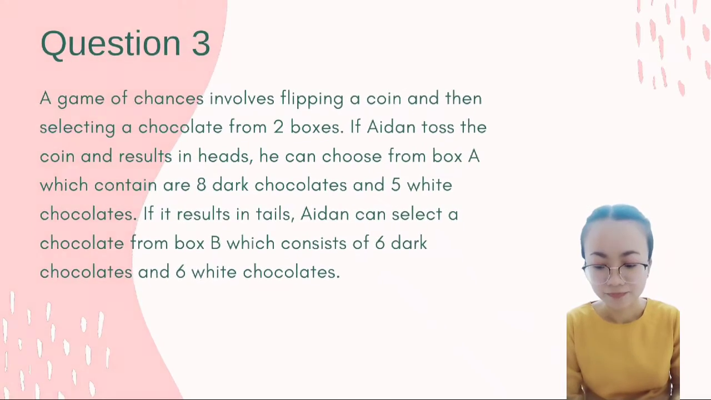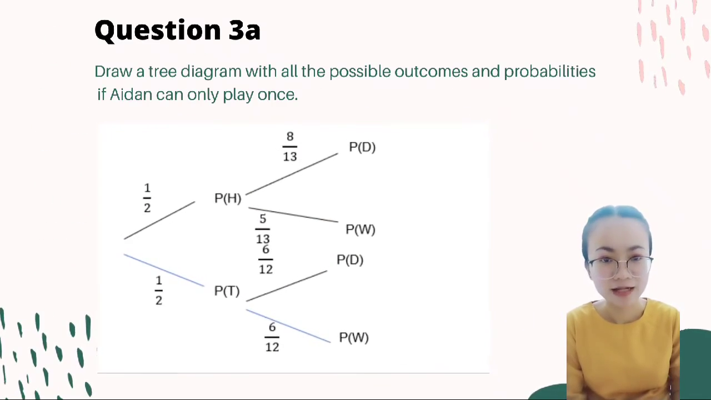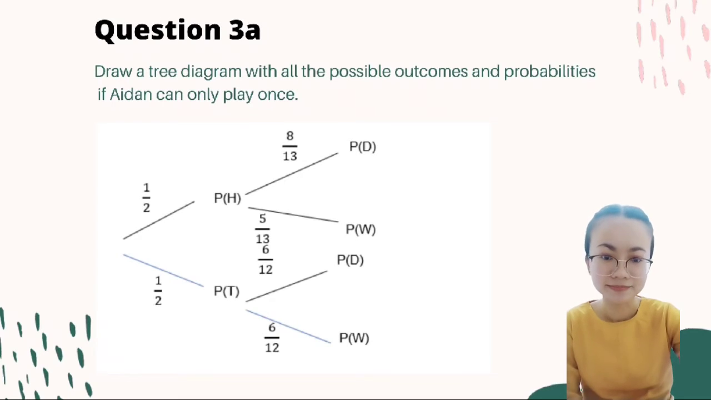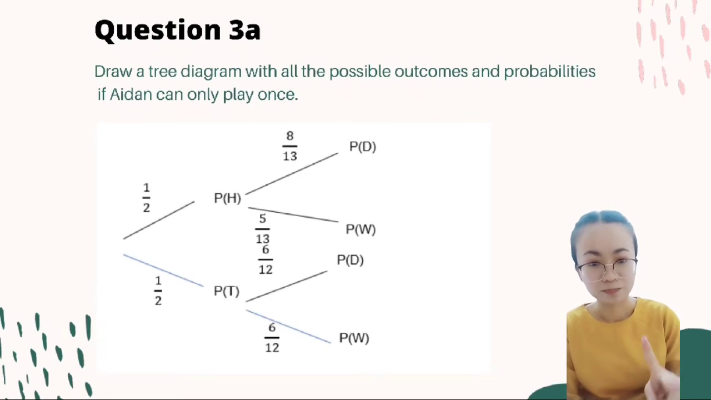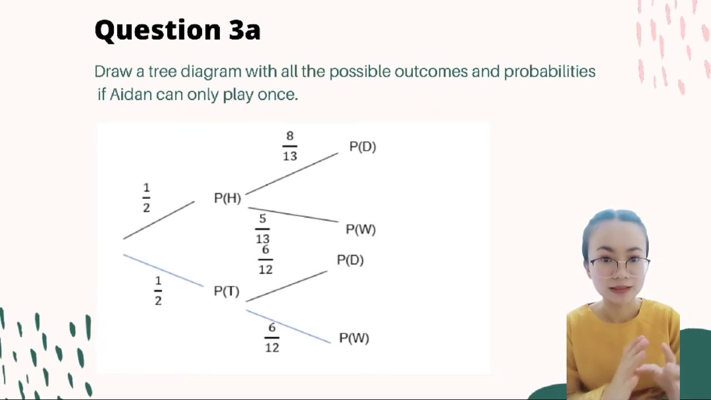So question 3a, draw a tree diagram with all the possible outcomes and probabilities if Aidan can only play the game once. So for the tree diagram, first they have 2, which is PH and PT. PH is probability for head and PT is probability of tail. So the probability of PH is 1 over 2. Also the probability of PT is also 1 over 2.